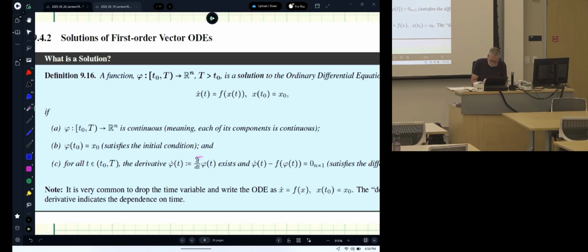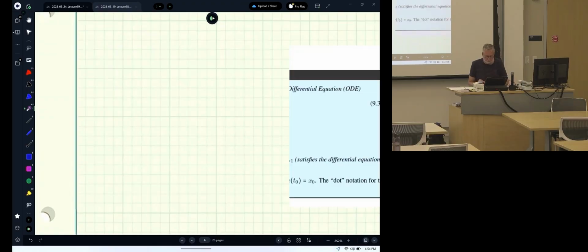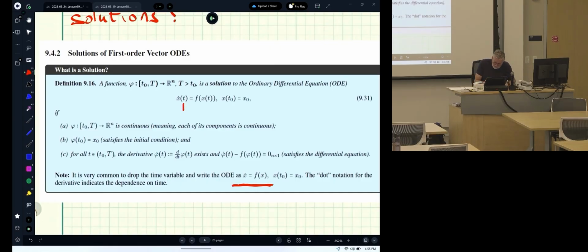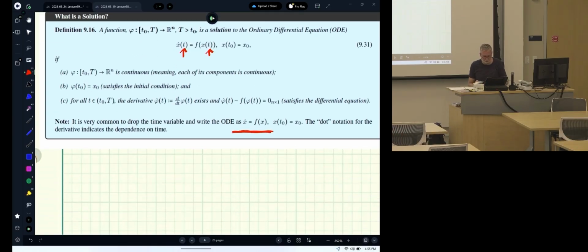And then if you compute the derivative of the function and put it on the left-hand side, you plug in the function onto the right-hand side, they're equal. So it satisfies the ODE. And then this is just a small note, but we typically know when we write x dot that t is there, so we just drop it. We just write x dot equals f of x. So that's the common notation.